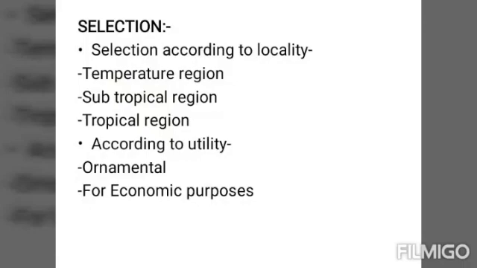Now for economic purpose also, it is really important to keep this in mind. When we talk about economic purpose, obviously it is related to business. Under this there are some examples like Cocos nucifera and Borassus flabellifer. And then there are some more examples, so I'll give you the names and from there you can check. So this is related to the selection.